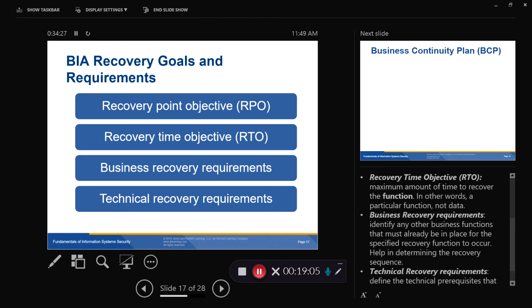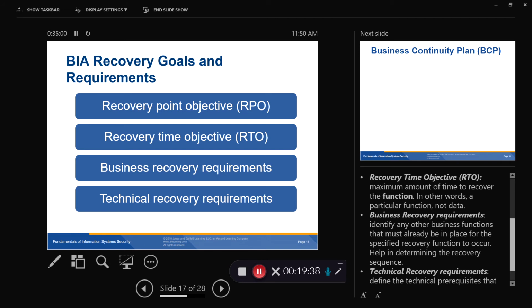But that's why it's measured in time, not in quantity of data. Now, the recovery time objective sounds like it should be measured in time, and it is. It's the maximum amount of time to recover a function. In other words, a particular function, not data. So if, for example, your data was good, but I don't know, your entire manufacturing software went out, or your marketing software, or your human resource software, how long will it take to restore that, as opposed to just the data?